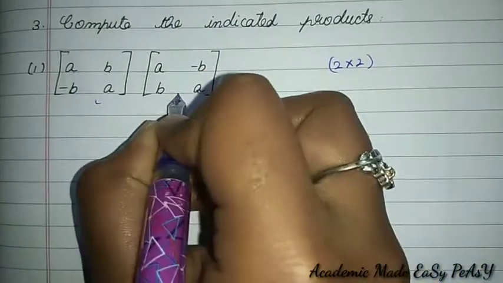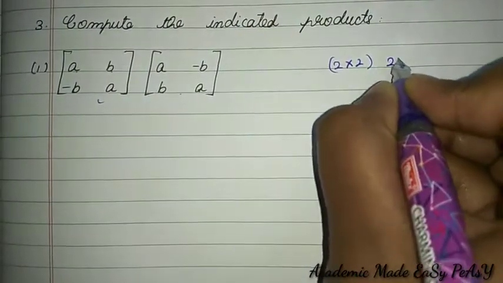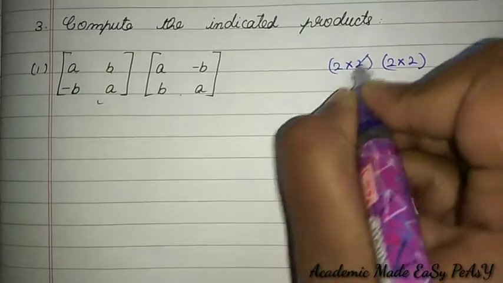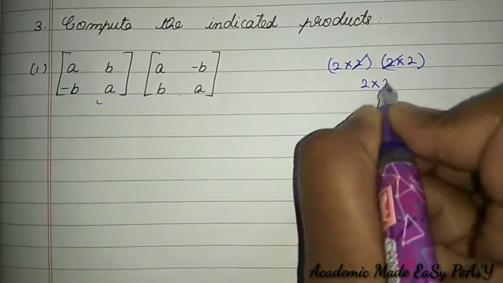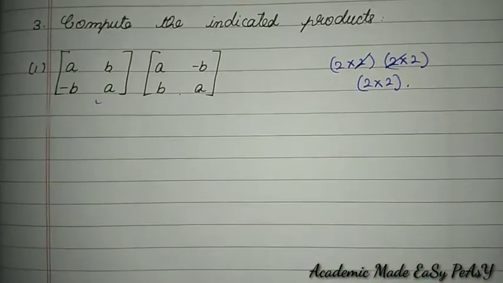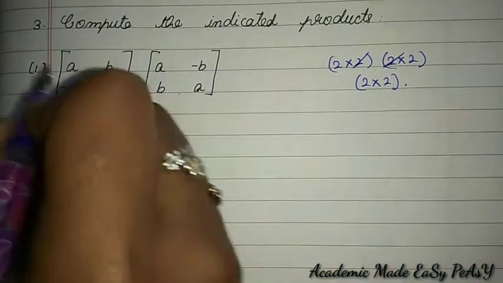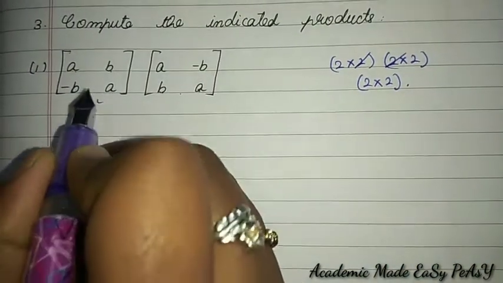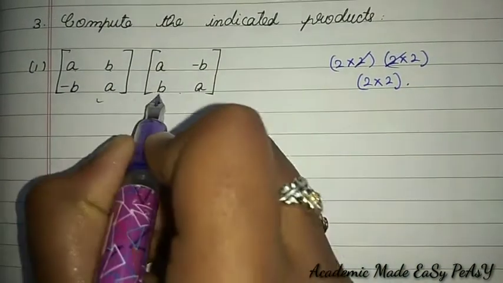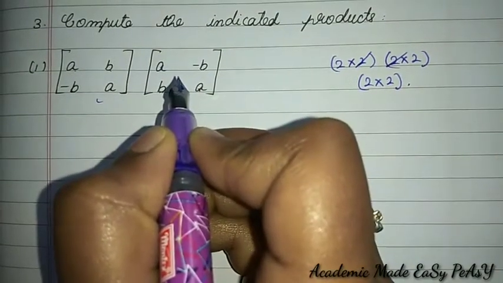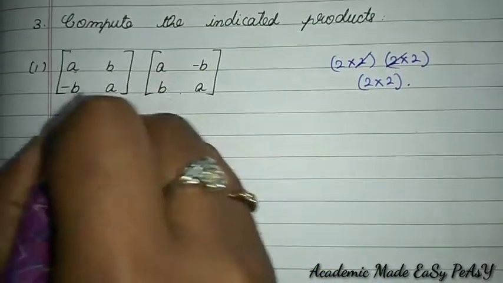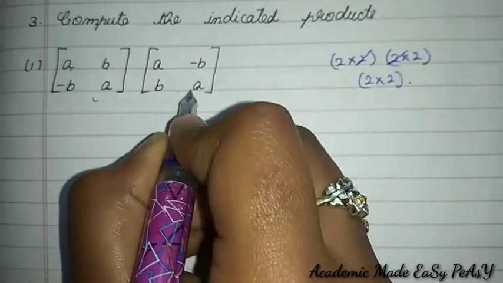This one. The next one is also a 2 by 2 matrix. Cancelling these two, we will have 2 by 2. Therefore, the order is 2 by 2 only. So we will have 2 rows and 2 columns. In the first matrix, we have to see only the rows, and in the second, only the columns. So I have 2 rows over here, and here I have 2 columns.